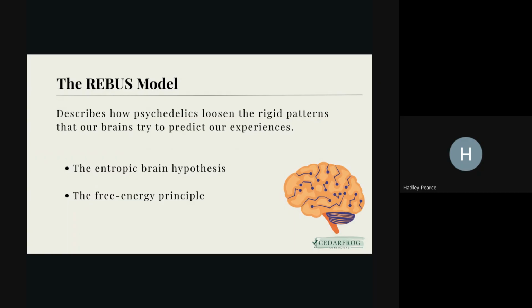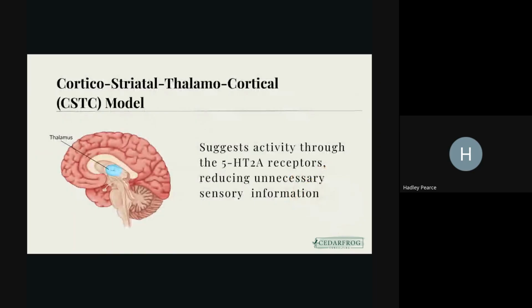By activating our serotonin receptors, psychedelics reduce the brain's confidence in these pre-existing beliefs, and this makes the brain more sensitive, less controlled by rigid expectations, and more open to new experiences. The CSTC model suggests that activity of the psychedelics comes from the 5-HT2A receptors, reducing unnecessary sensory information.